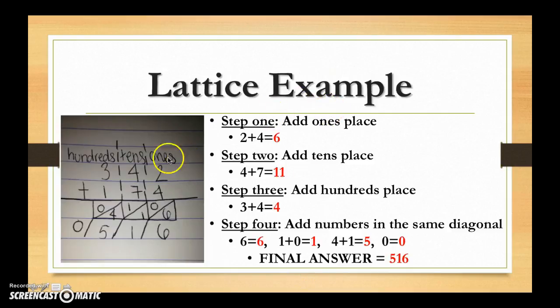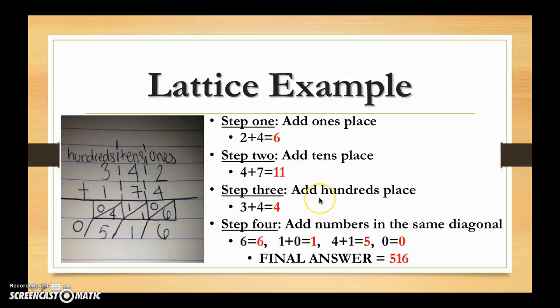Lattice example. Here we are going to be adding 342 plus 174. And I have the boxes here, which there's 3 boxes because there's 3 numbers. First step, we're going to add the ones place. This is 2 plus 4. You're going to put a 0 here and a 6 here. And then we have the tens column for step 2. That's 4 plus 7, which is 11. So you're going to put 1 here and the other one here.